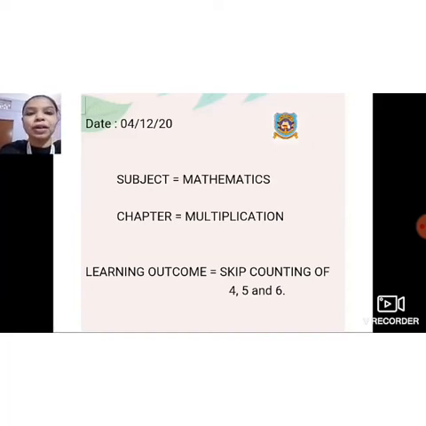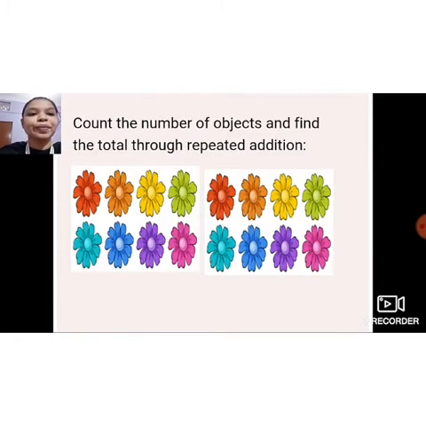Today we are going to learn skip counting of 4, 5 and 6. Skip counting is using the multiplication table, from the chapter multiplication. So let us start the class.